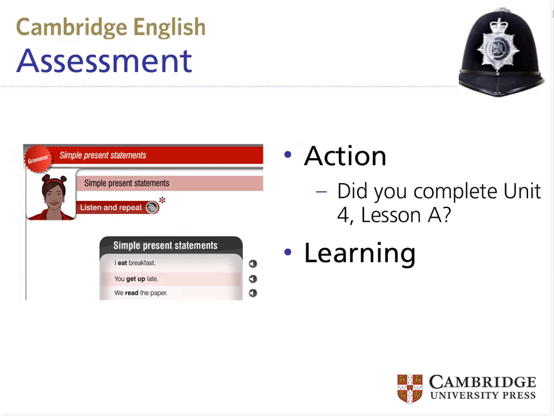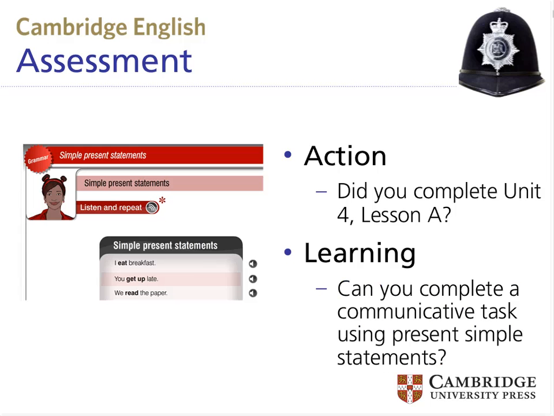And I can get that information from the data in the gradebook. Yes, they did, or no, they didn't, which is fine. That's one way of looking at it. But better is looking at what they learned from doing the activity. Can you complete a communicative task using present simple statements? So in one case, looking at assessing the actions, one thing that we can end up with, especially when we have unmotivated students, is that they'll do the bare minimum in order to get the percentage that you have specified in the gradebook.